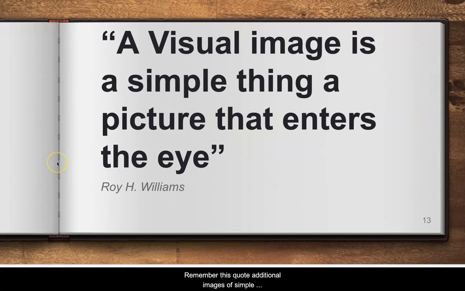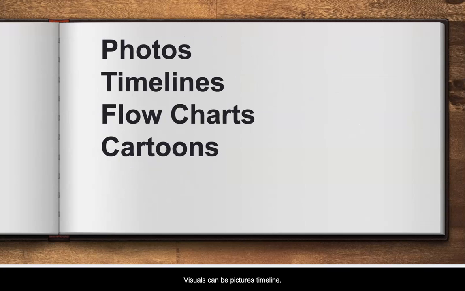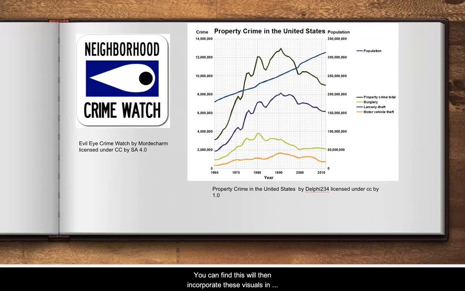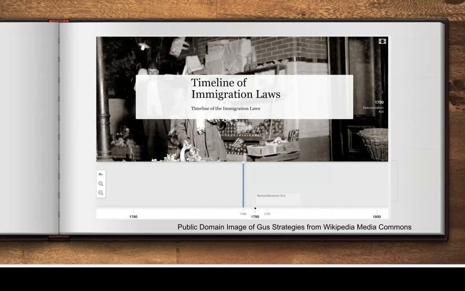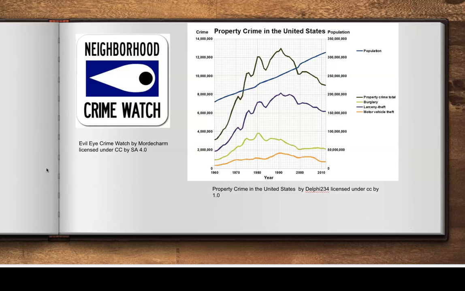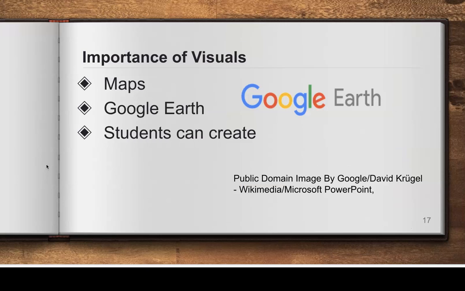Remember this quote: "A visual image is a simple thing, a picture that enters the eye." Roy H. Williams. Visuals can be pictures, timelines, flowcharts, cartoons. You can find visuals and incorporate these visuals in any way you possibly can. Timelines are great. I can't tell you how many times students can reflect upon a picture, reflect upon what you're trying to get that student to learn.